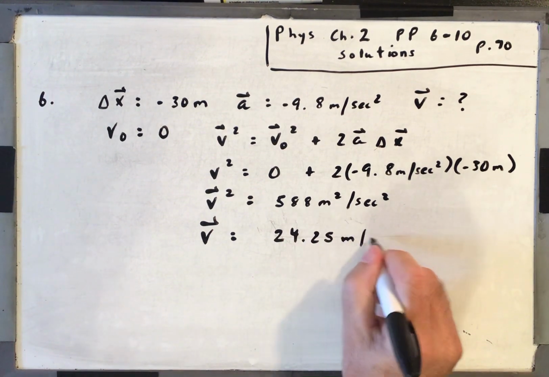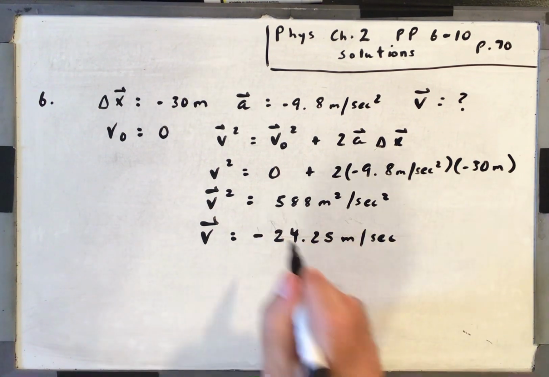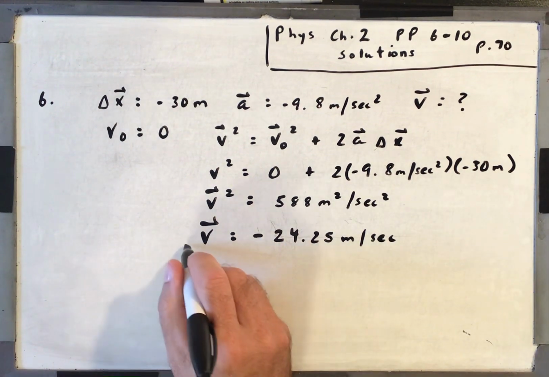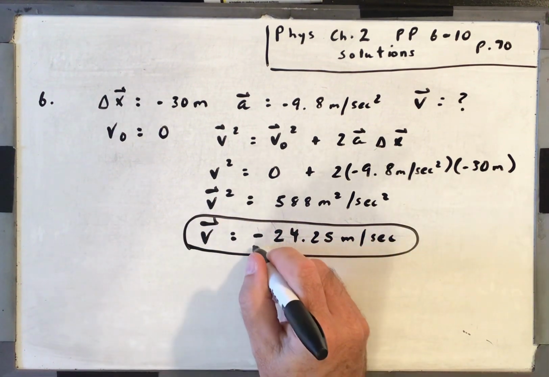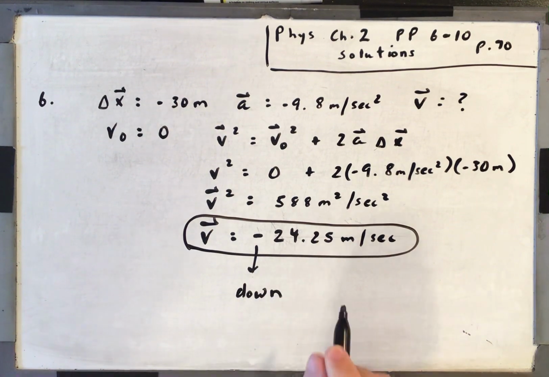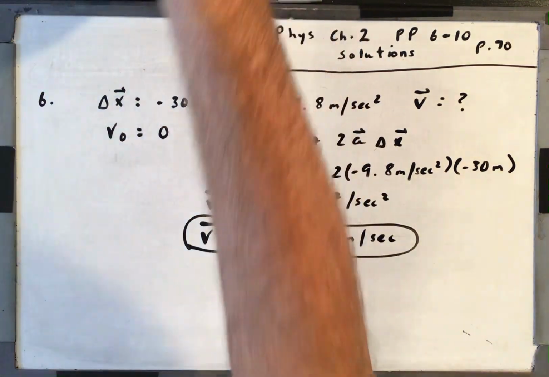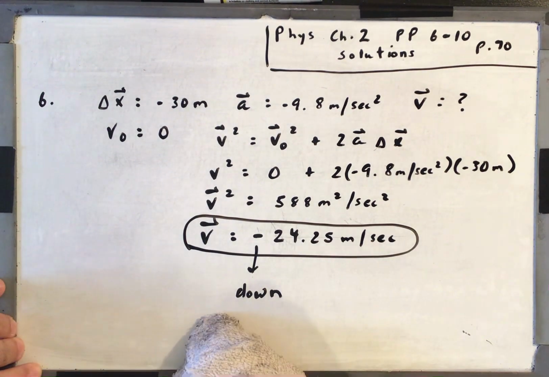what's wrong with this answer? All right, it's going down. We've got to make it negative. So negative 24.25 meters per second. So if it's going in the downward direction, this particular equation forces you to choose your sign because it's always going to give you a positive answer. All right, make any corrections if you need to, and let's do number 7.